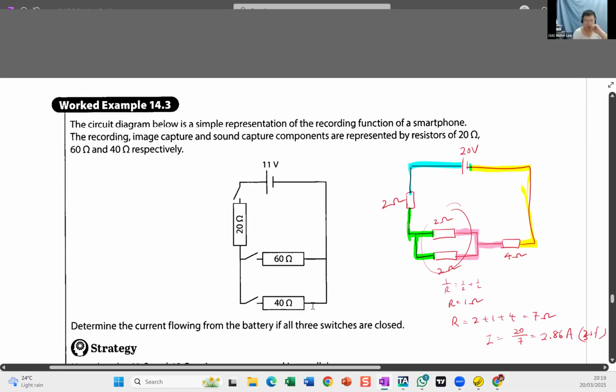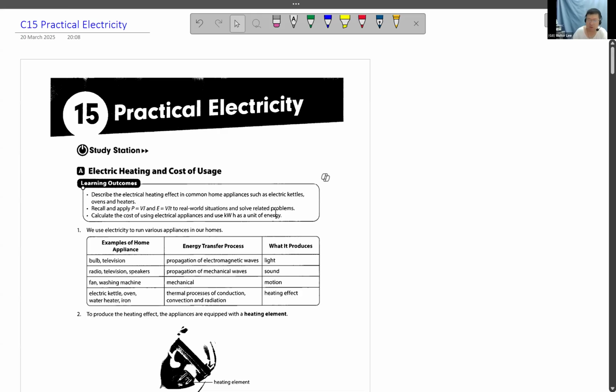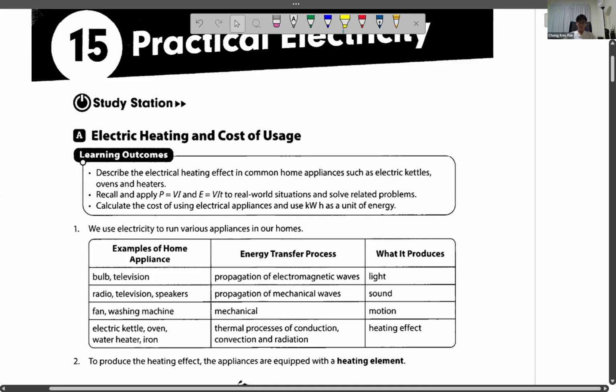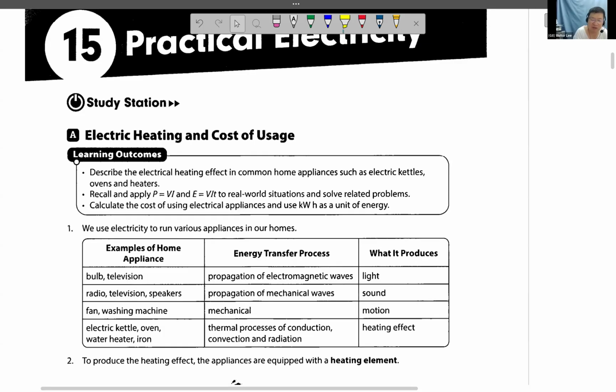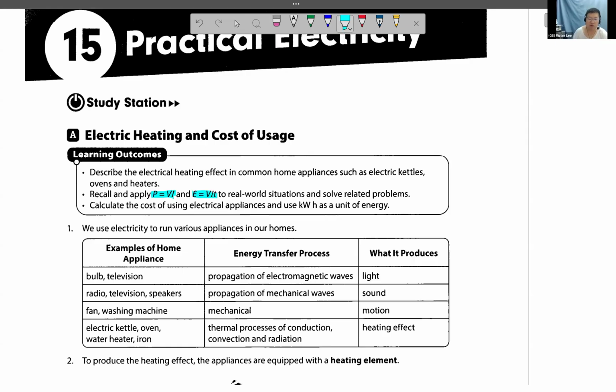Practical electricity. So for practical electricity down here, we talk about energy. So we have 2 or 3 more formulas to learn. Basically the formula you need to know today is, just now, V equals RI. Now we have P equals VI, as well as energy equals power times time, or VIT. All right, we're going to go through more of this.